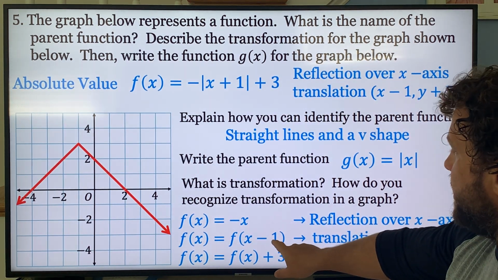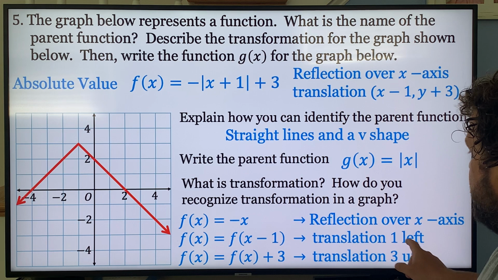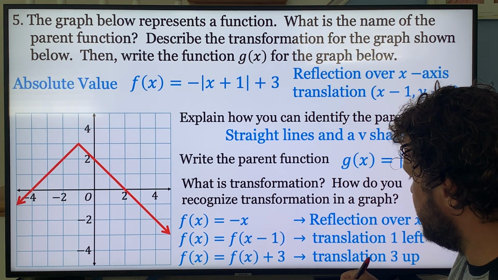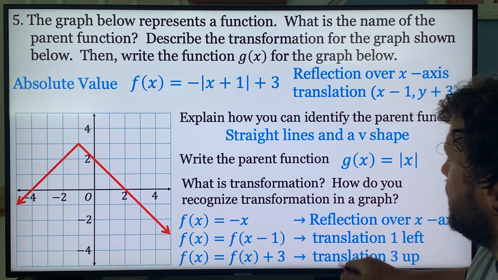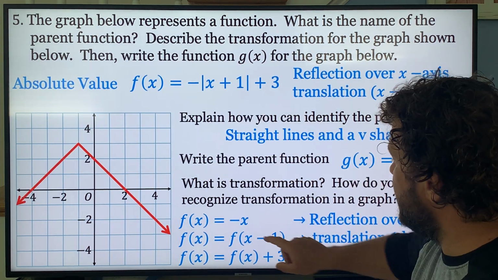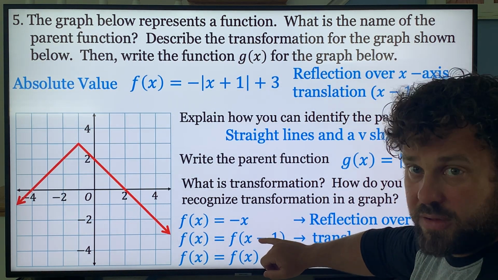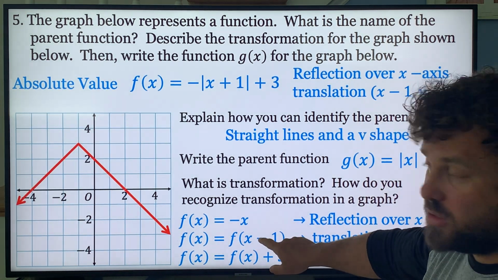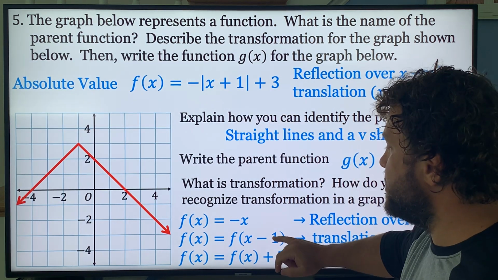Next one, x plus 1. Oops, sorry, this should say f of x plus 1. All right, f of x plus 1. That means 1 unit to the left. Positive, in here you move to the left. Negative, you move to the right. If this was x minus 1, it would be 1 unit to the right. Because it's plus 1, you move to the left.